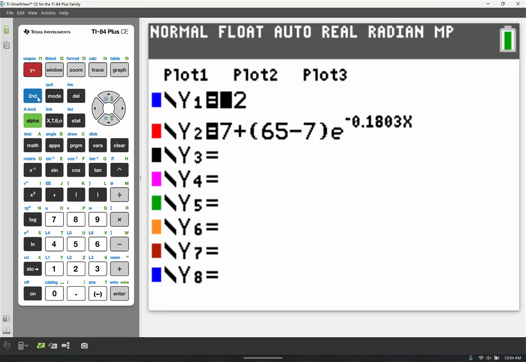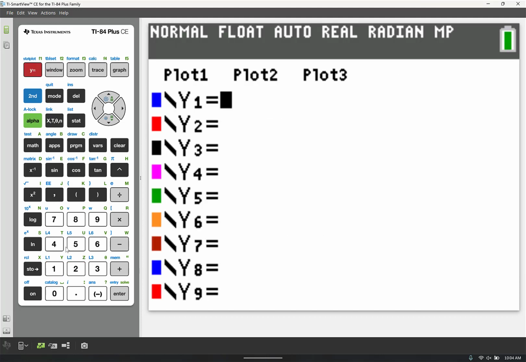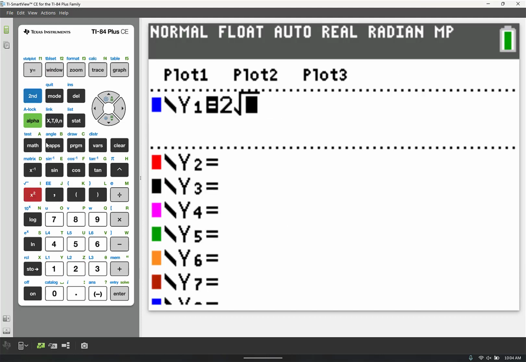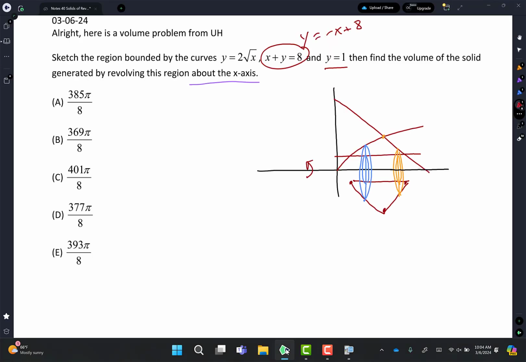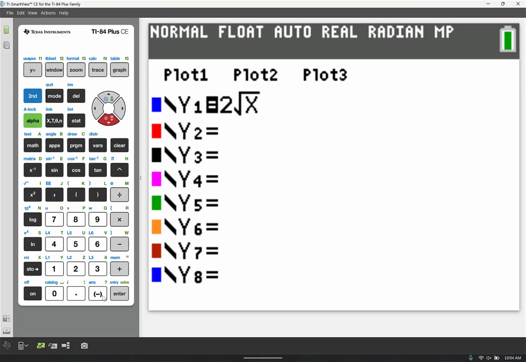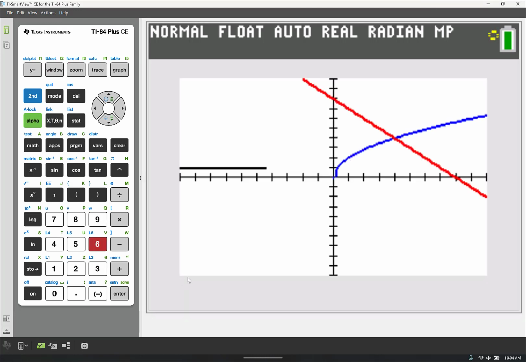All right. That looks like, okay, y1, 2 square root of x, y2, I think it was x plus y equals 8, so 8 minus x, or negative x plus 8, whatever you think is easier for you. Negative x plus 8, and then y3 was 1. If you want to see that little region again, let me do it in standard mode. There it is. This is a region that is shaded or bounded by all 3 of those curves. Make sure that you know how to do this without a calculator.